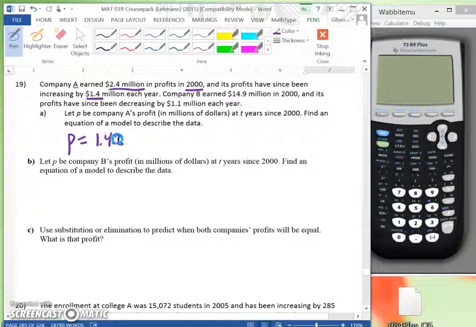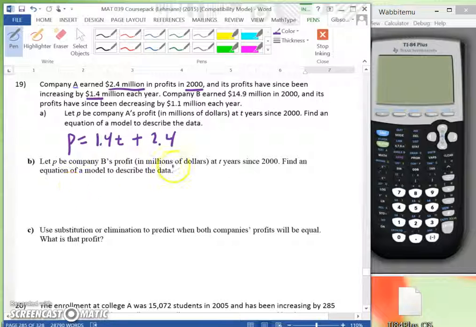So it'll be 1.4 t because it's increasing steadily at a positive 1.4, because everything is assumed to be in millions. Okay, now plus we need the y-intercept. The y-intercept is just the first value they got during the first year, or the 0 year, which here would be 2.4 million or just 2.4. And so that is the solution for A.